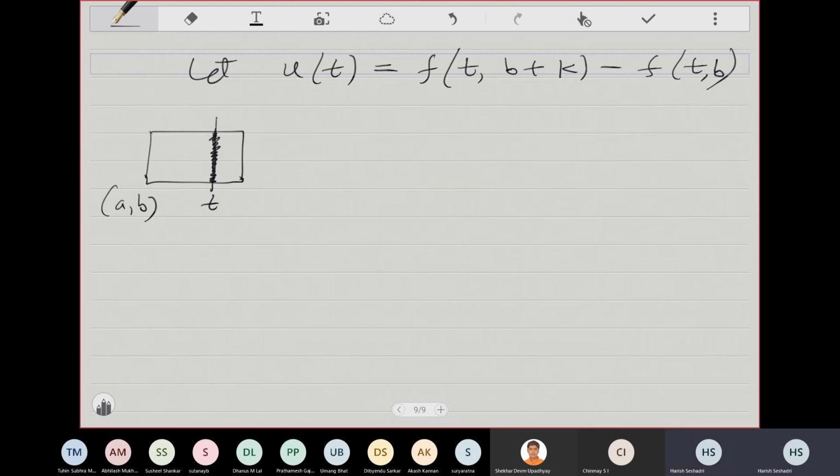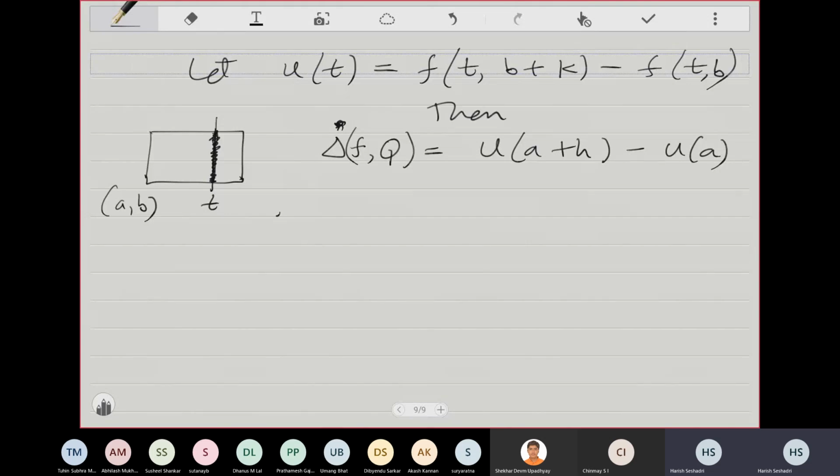I don't know why there's so much lag. Okay, so I get this, and then the point about this function u is that this Δf(Q) can be written as u(a plus h) minus u(a). Then I have this.